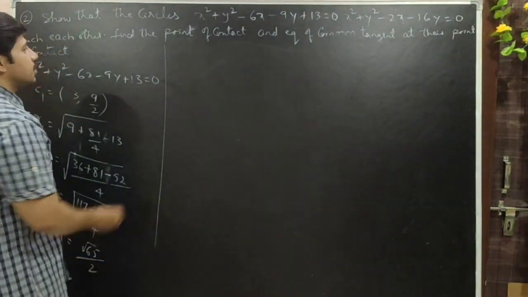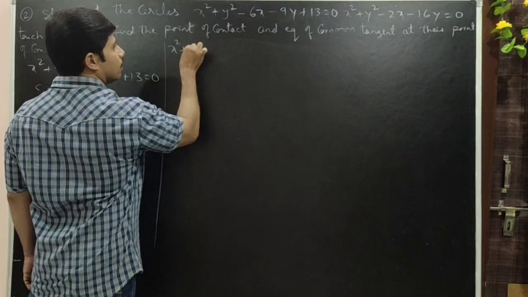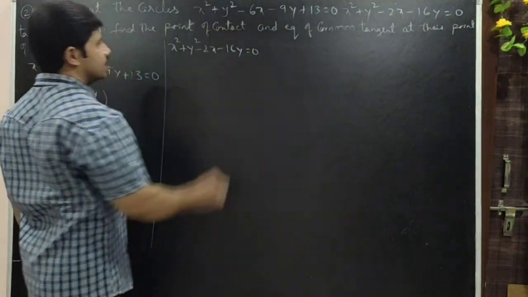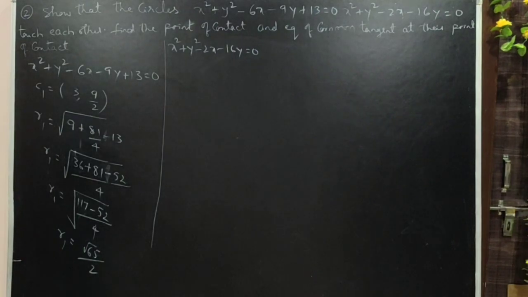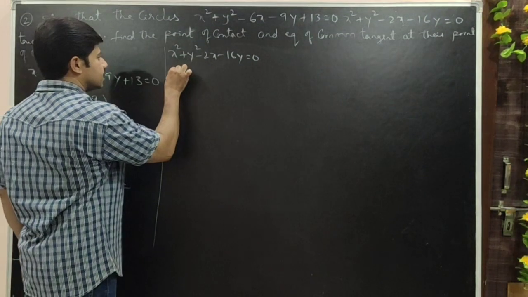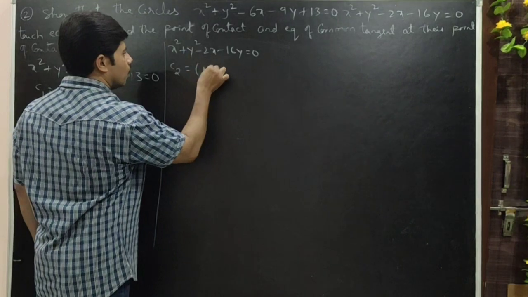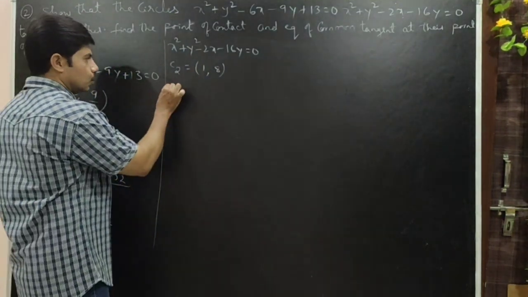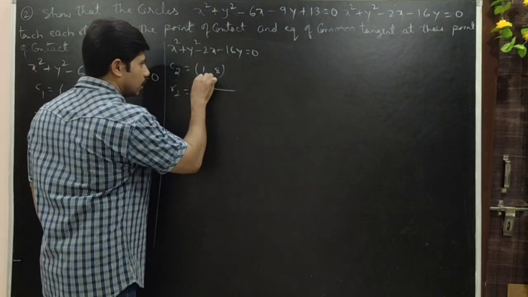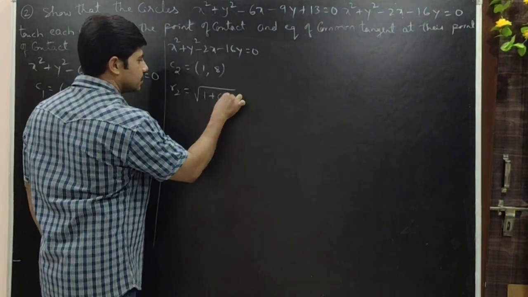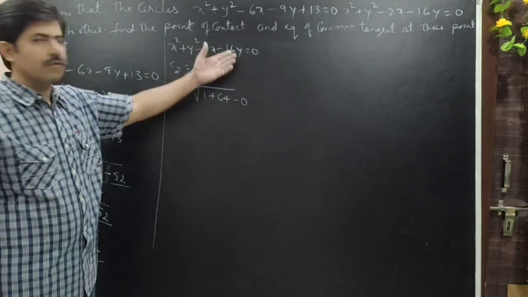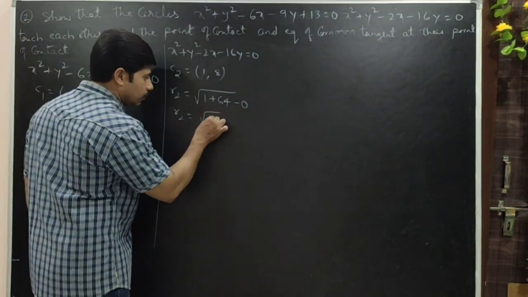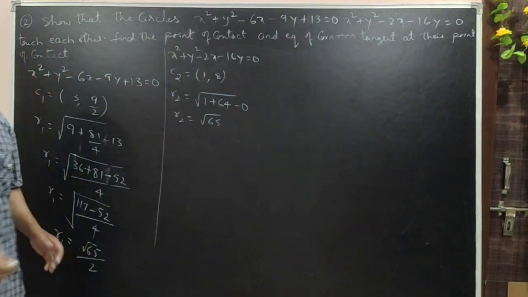So second equation is x square plus y square minus 2x minus 16y is equal to 0. So here also we will find out the center. So what is the center of the circle? It is 1 comma 8. Right, now we find out R2. Radius is equal to under root of G square plus F square minus C. See, we don't have constant here, so it is 0. So R2 is equal to under root of 65. So we have R1, R2.